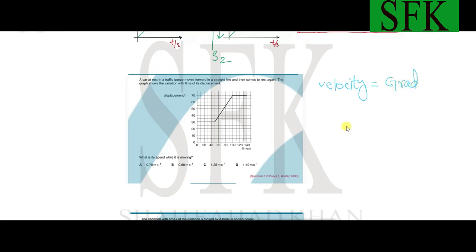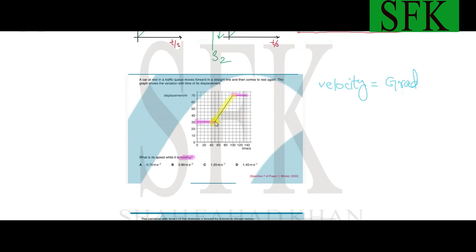Over here in this portion the gradient is 0 because it's a horizontal line, and over here as well the gradient is 0 because it's a horizontal line. 0 gradient means that the velocity is 0, the car is at rest. But it's asking us when the car is moving. We need to find the speed when the car is moving. So it's basically this portion that the examiner is asking us to find. He's asking us to find the gradient of this line actually.